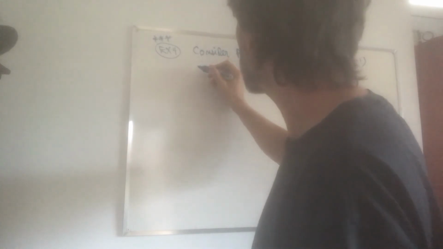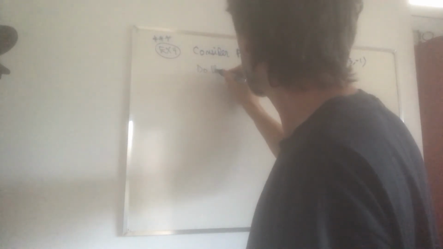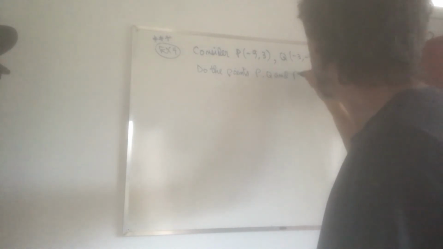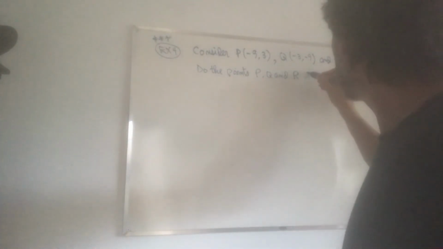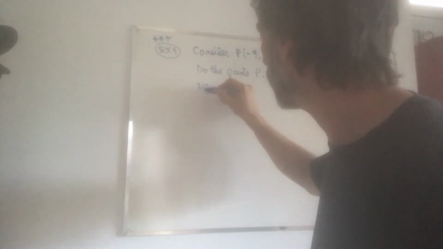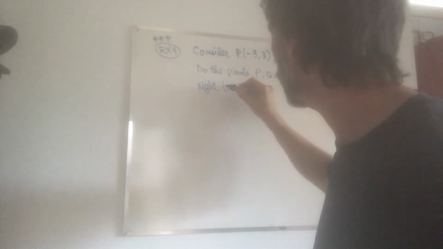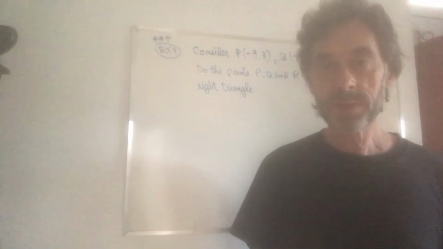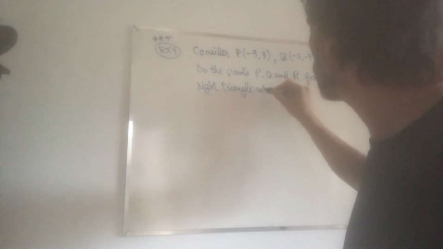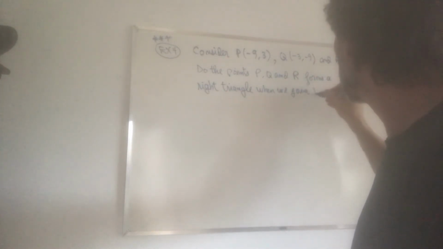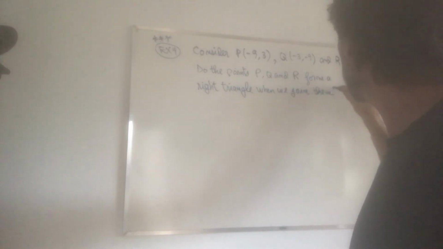So the question here is the following. Do the points P, Q, and R, do these 3 points form a right triangle when we join them? A right triangle, remember, right triangle means 90 degrees. Right triangle when we join them. So when we join these 3 points, do we actually get a right triangle?